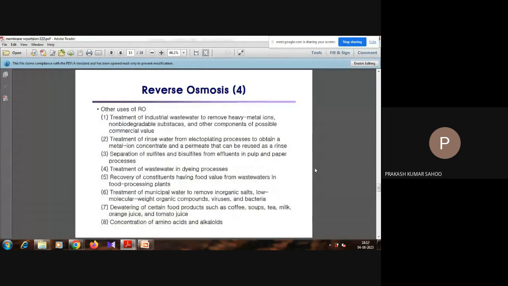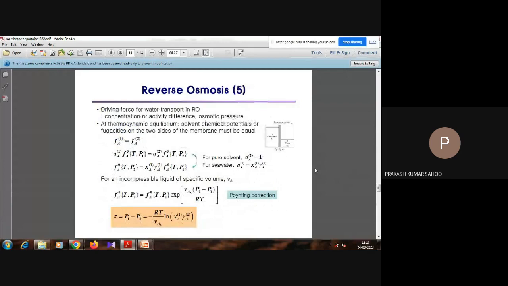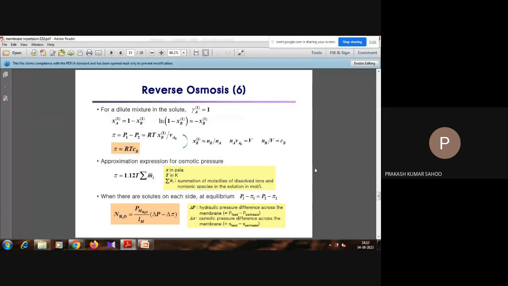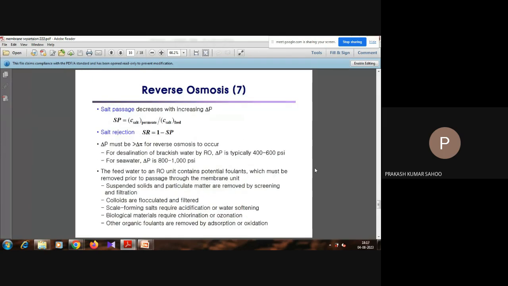Then we have these mathematical equations of reverse osmosis, where separation of solvent particles from a solution through a semi-permeable membrane happens. So these are the mathematical equations.